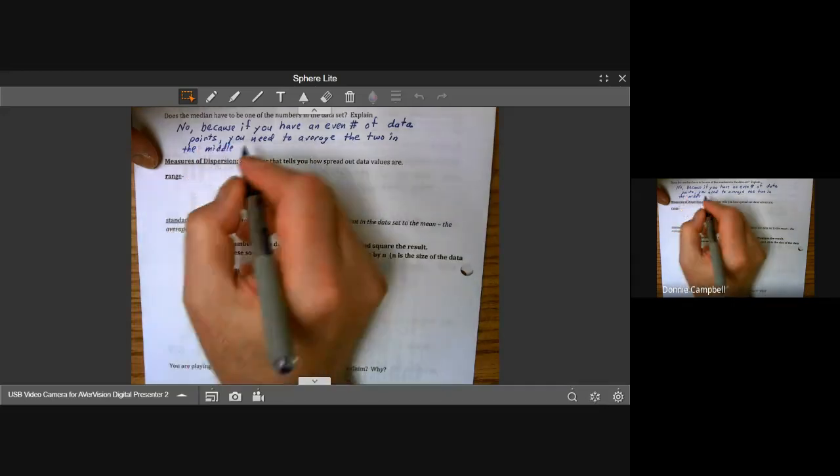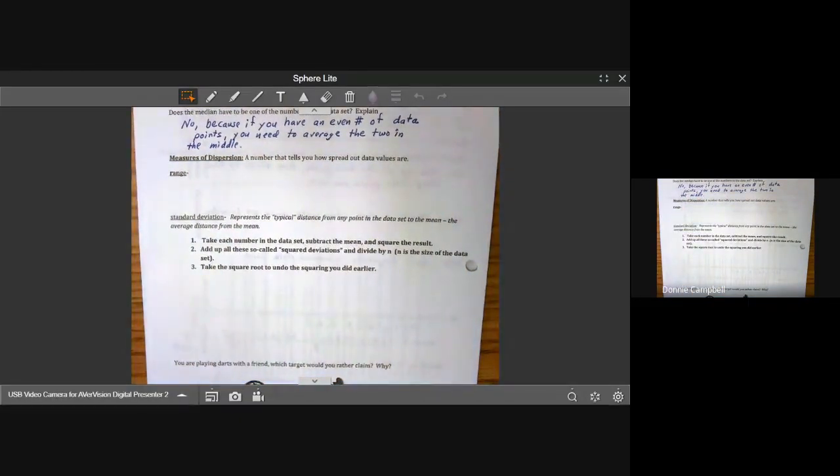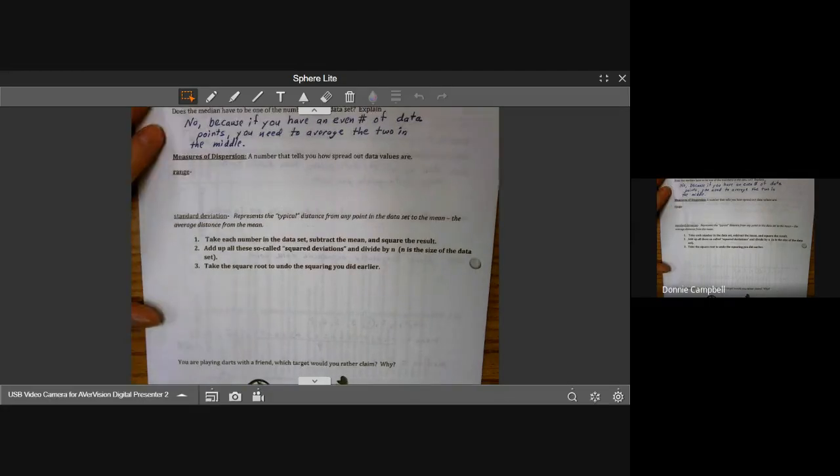Okay. Okay, so we just talked about measures of central tendency. There's 3 of them: mean, median, and mode. Now we're going to talk about measures of dispersion. Okay? Measures of dispersion. Okay? First one's the range.